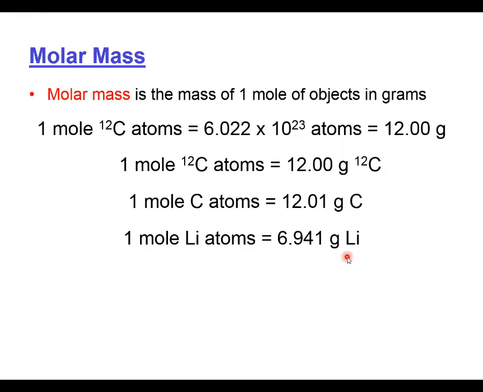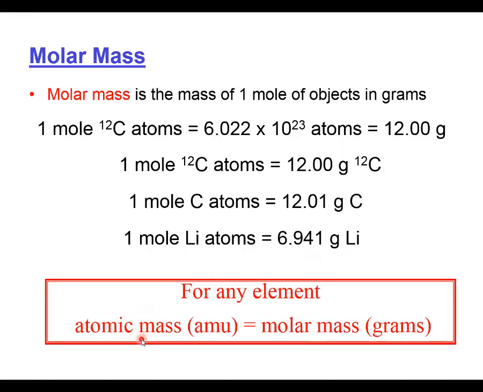So for any element that we look for on the periodic table, the atomic mass in atomic mass units would equal the molar mass in grams if I have Avogadro's number worth of those atoms. 6.022 times 10 to the 23rd atoms will give me that mass in grams. So for example, let's say nitrogen. If I had a mole of nitrogen atoms, its mass would be just above 14 grams.